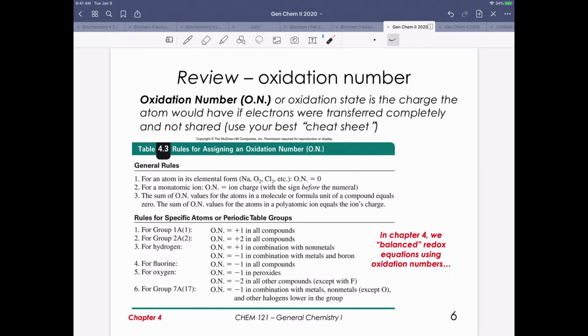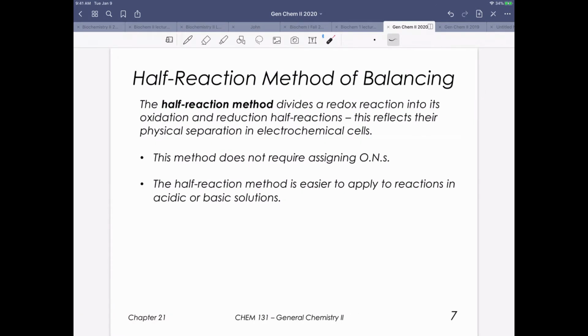So, it's still important to think about oxidation numbers, but remember we balanced chemical equations in chapter 4 last year using oxidation numbers. We're going to teach you in this learning unit a different way to balance redox equations. This is called the half reaction method of balancing, and what we're basically going to do is divide a redox reaction into 2 half reactions: the oxidation half reaction, where somebody's losing electrons, and the reduction half reaction, where someone is gaining electrons.